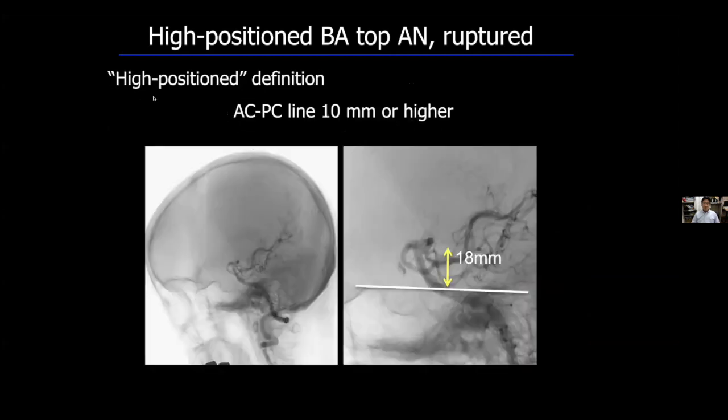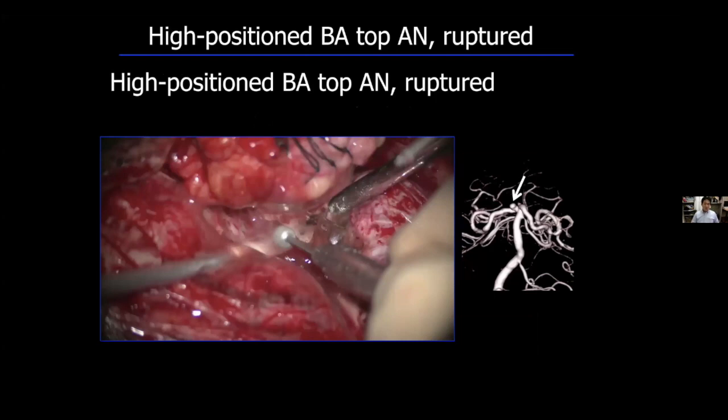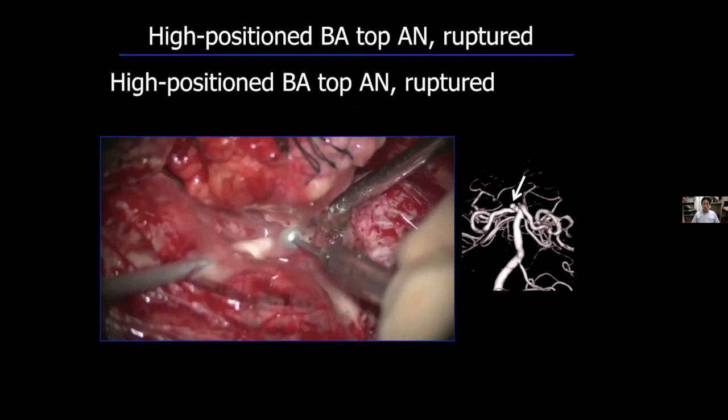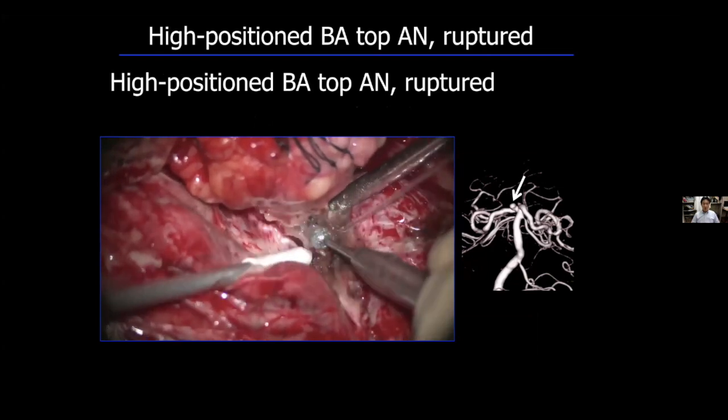The definition of a high position is said to be 10 millimeters or higher from the anterior clinoid and the posterior clinoid line, which is also called the ACPC line. In this case, the distance from the ACPC line to the neck of the aneurysm was 18 millimeters. So we utilized the orbital zygomatic approach; the macroscopic part was already done.